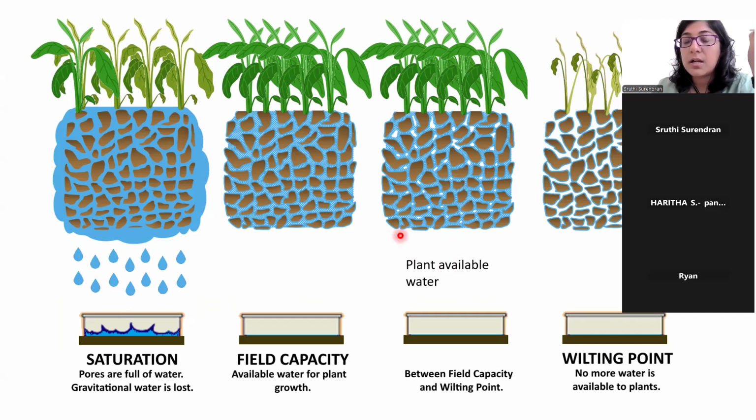So, all of the water that is existing or persisting between the field capacity and wilting point is the water that is available to plant. At wilting point, the plant is not capable of taking up water by its roots, and as a result of unavailability of water, it faces stress and it starts wilting.